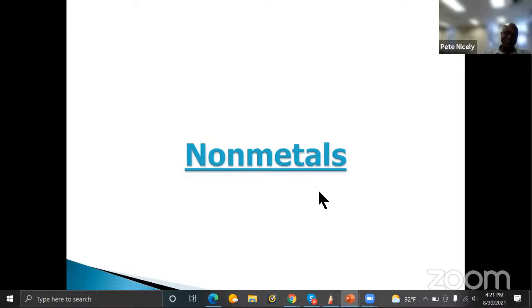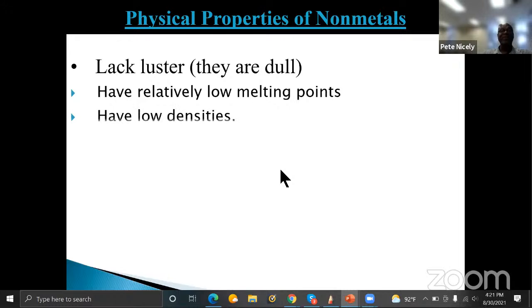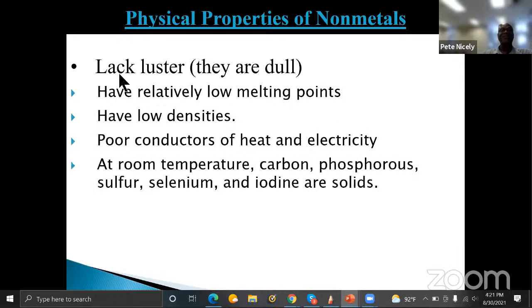So now we get to nonmetals. In terms of the physical properties that they display, they're listed right here. They tend to be very dull in appearance. They tend to have relatively low melting points. They tend to have low densities. They tend to be poor conductors of heat and electricity. Now, there's one exception to this line, and that is a form of carbon that is known as graphite. Graphite is a nonmetal, but it is a very good conductor of electricity and heat, all right? And there's a reason for that, which I won't go into right now, but I just want to make note of that particular exception.